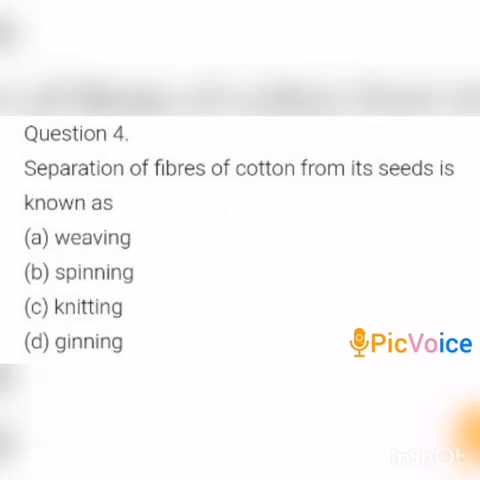Then fourth question. Separation of fibers of cotton from its seeds is known as A. Weaving, B. Spinning, C. Knitting, and D. Ginning.